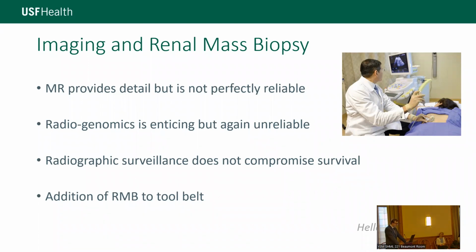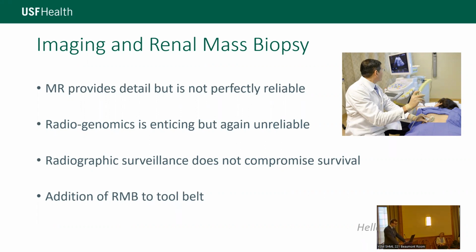And the latest advances in radiogenomics and AI hope to capitalize on that increased detail by detecting patterns in the imaging and then better predict whose imaging represents malignant versus benign pathology. And it's very enticing, but again, is unreliable. The next option is radiographic surveillance, which in appropriately selected patients does not compromise survival. So that's another option that can help hopefully mitigate these problems.